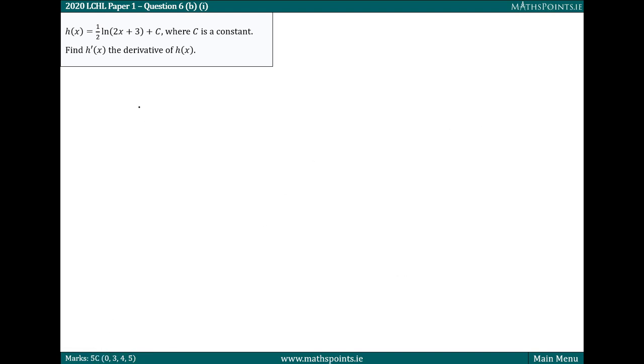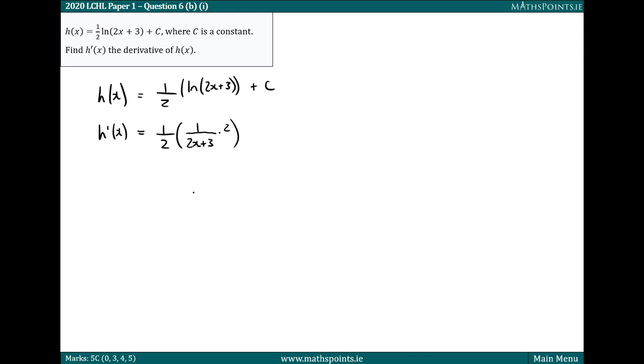Okay, so let's see what we've been given. We have that h of x is equal to a half on the natural log of 2x plus 3, and then we have a constant here as well. We know that when we derive a constant, we just get 0. So h prime x equals, well, the half is just a constant out in front of the natural log of 2x plus 3. So we apply the derivative now: it is 1 over 2x plus 3 multiplied by the derivative of the bracket, which is 2. And then the c just goes to 0 when we derive it.